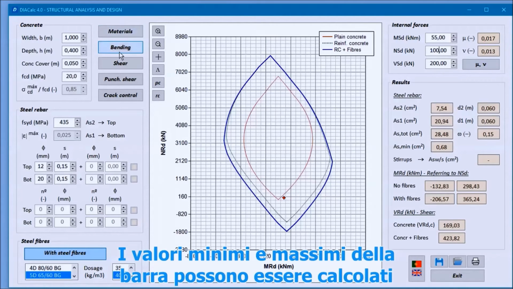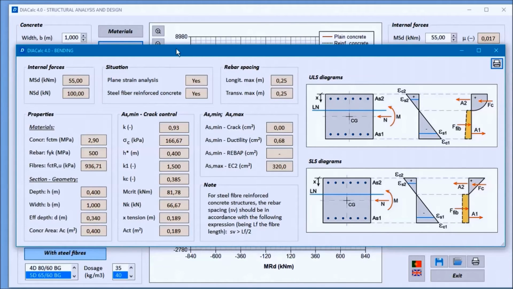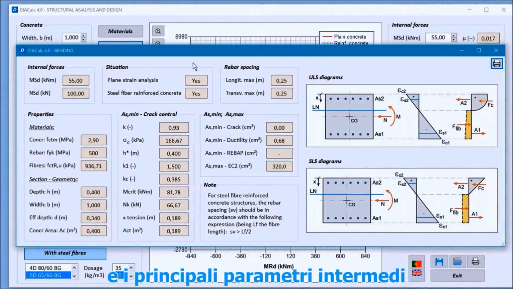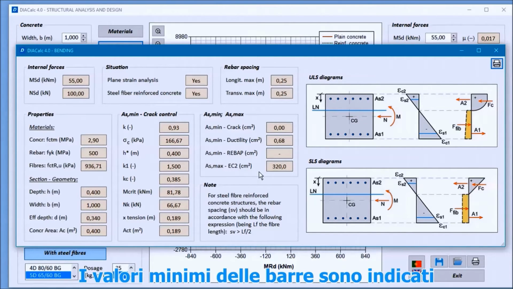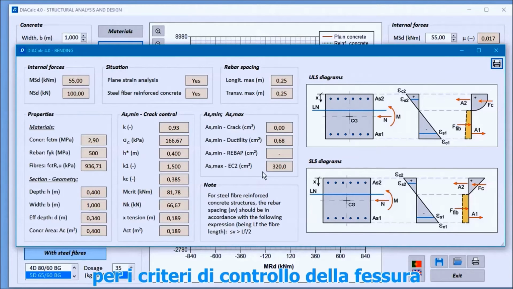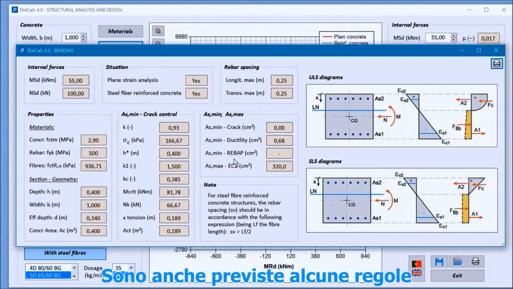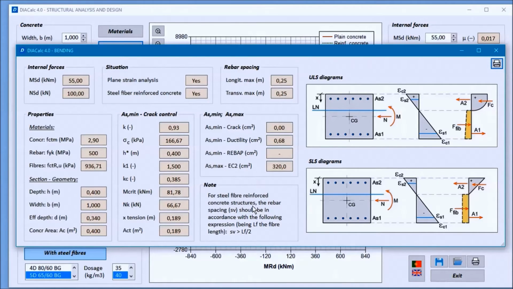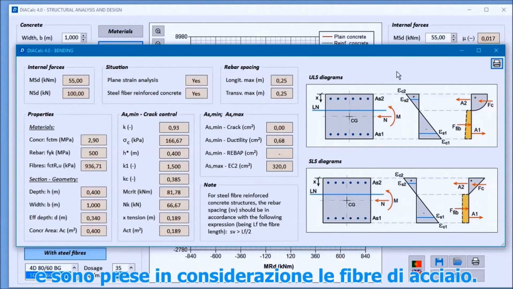Minimum and maximum rebar values as well as rebar spacings are also calculated, and the main intermediate parameters can be easily checked for any situation. Minimum rebar values are shown for crack control criteria and also for ductility criteria. Some rules are also provided regarding rebar spacings when steel fibers are considered.